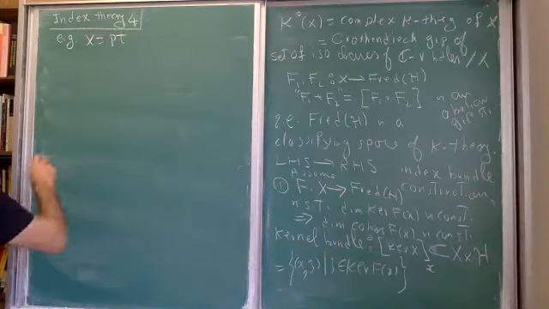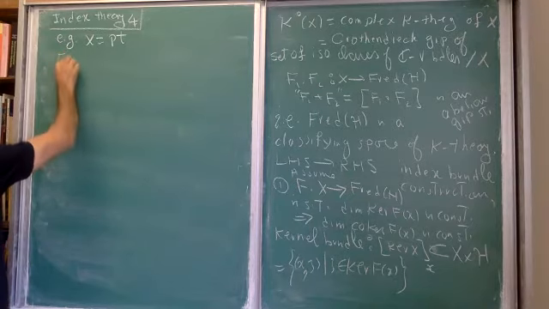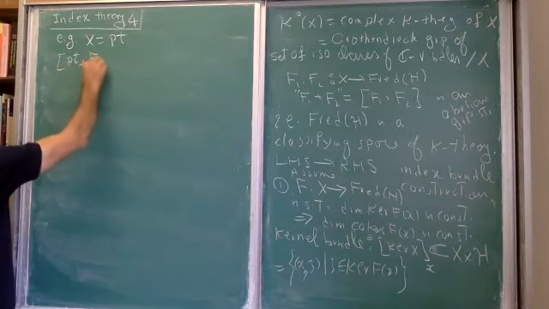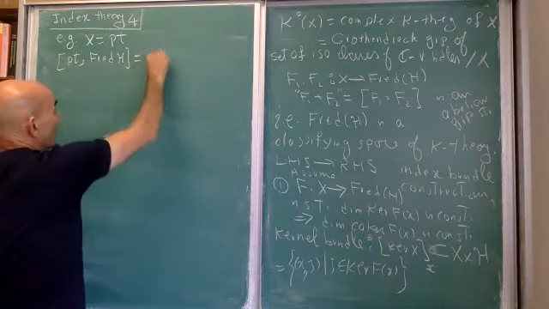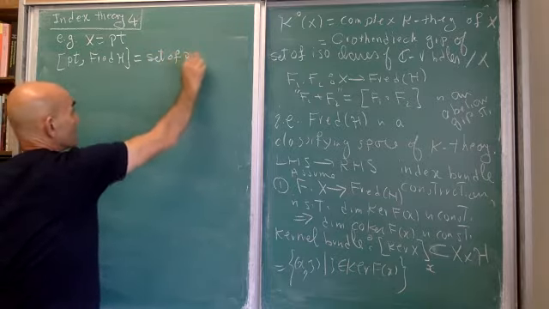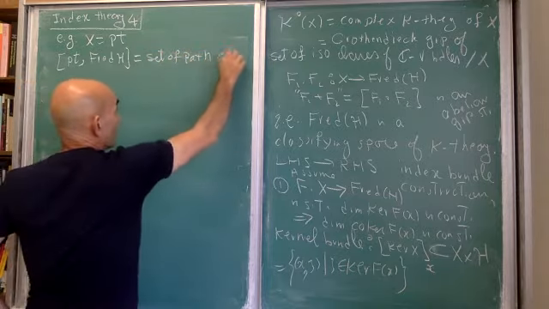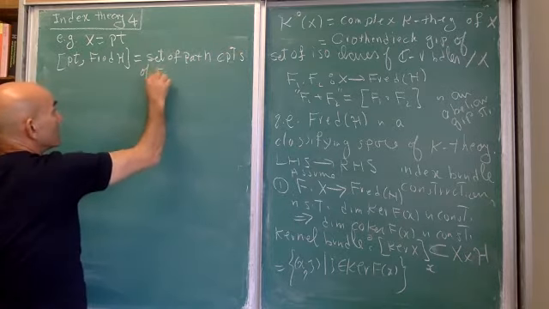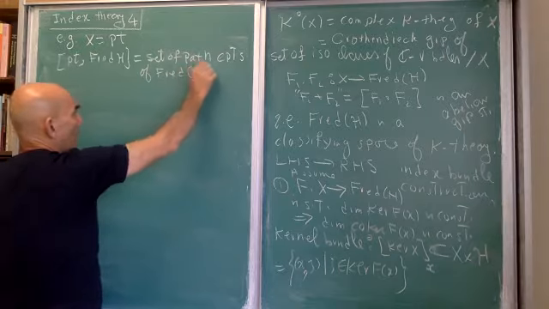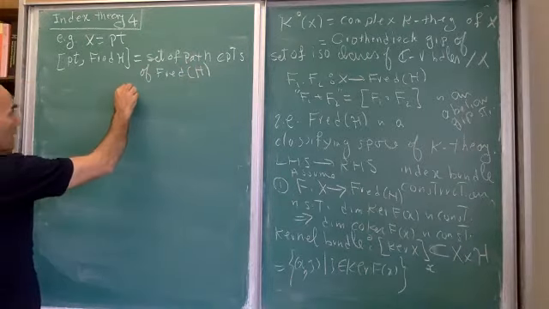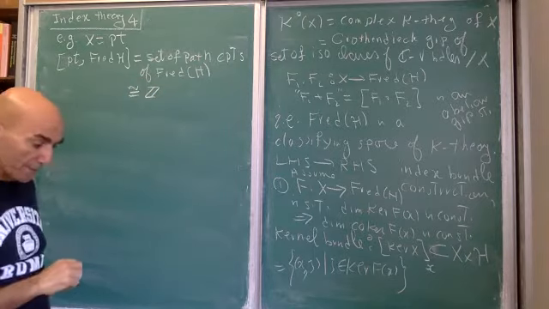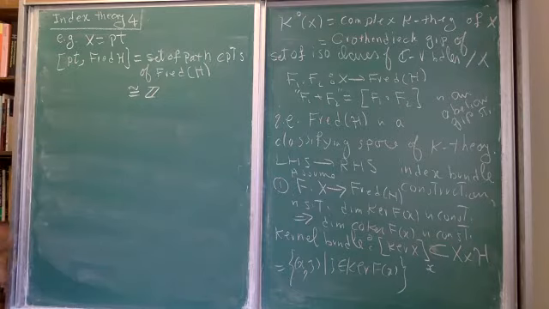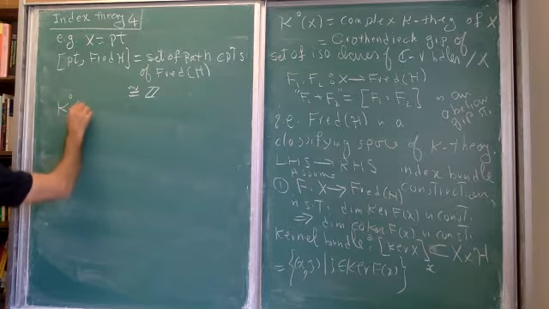So if X is a point, then of course the homotopy class of points into Fred H is the set of path components of Fred. And we saw that this is just isomorphic to Z. And in fact, the isomorphism is done by index, right? So that's one side. The other side, K0 of a point.